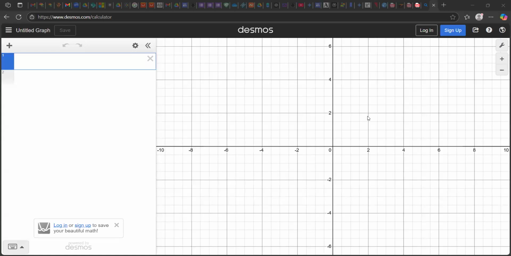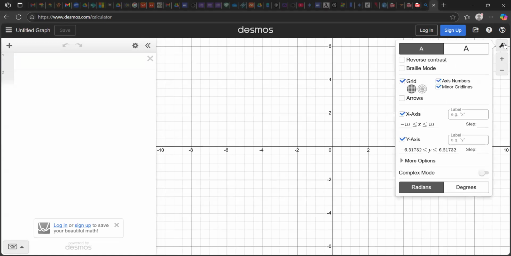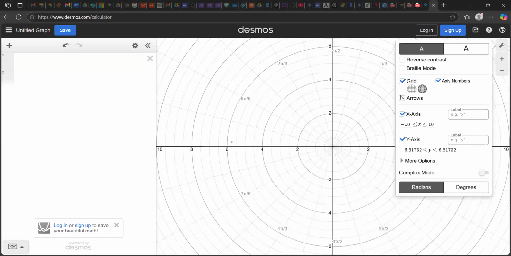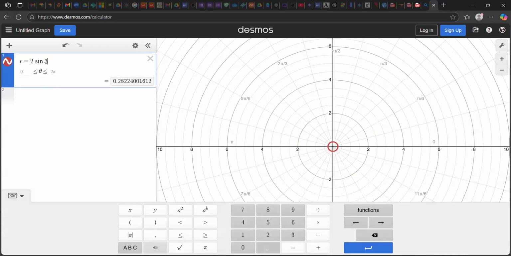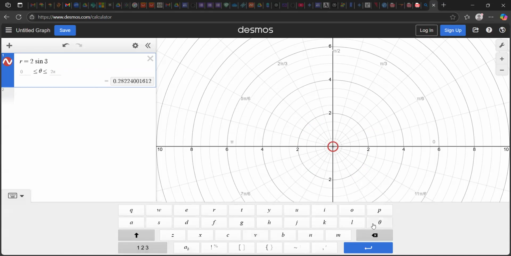You are used to the Cartesian coordinate system. So what you might want to do when you're dealing with polar coordinates is go to grid and let it look like this. And then you will go with R equals, let's say, 2 sine 3 theta. See what it looks like?